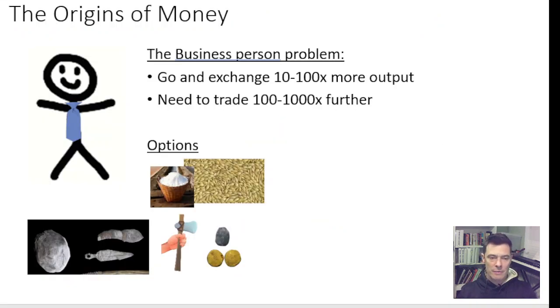Our savvy business person goes and takes stock of the options that are available. We already know that salt and wheat are not well suited. This person also knows that there were the raw materials and stone tools that they had in the Stone Age. I could trade these things.